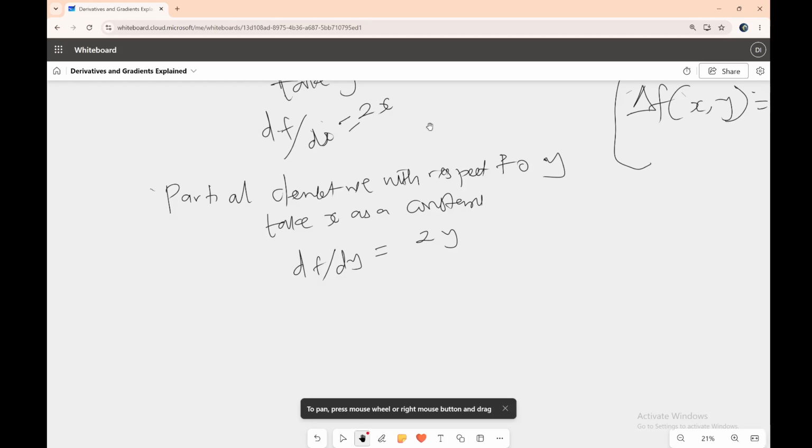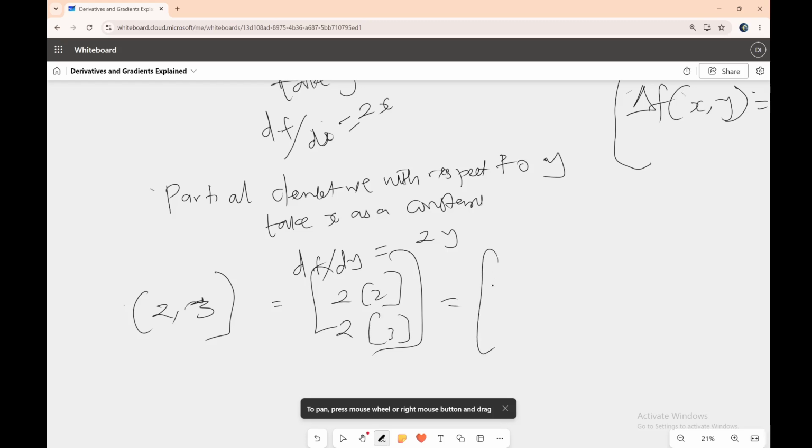What we just need to say is that the vector tells us the direction of the steepest increase of the function, right? So if we want to evaluate, let's say for example, when x is 2 and y is 3, then it's going to be 2 times 2 and 2 times 3, and that's going to give us 4, and this is going to be 6.